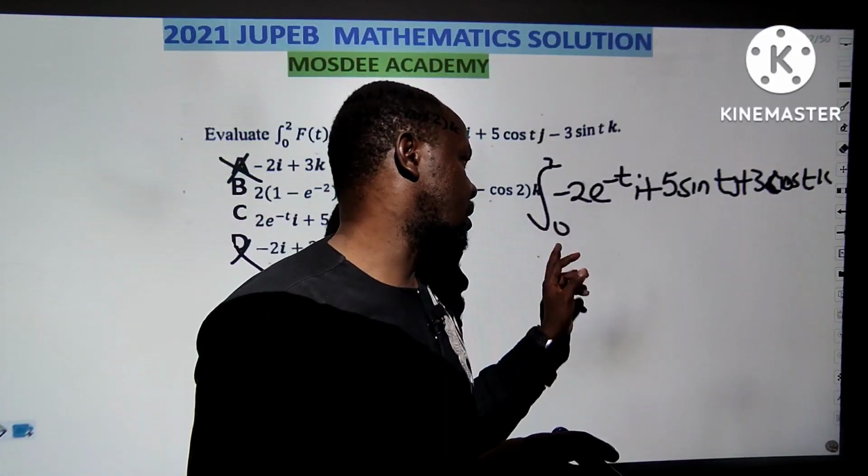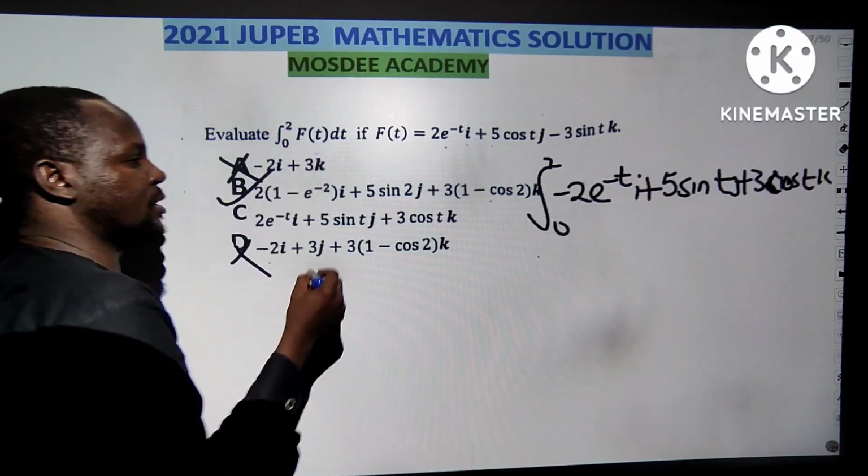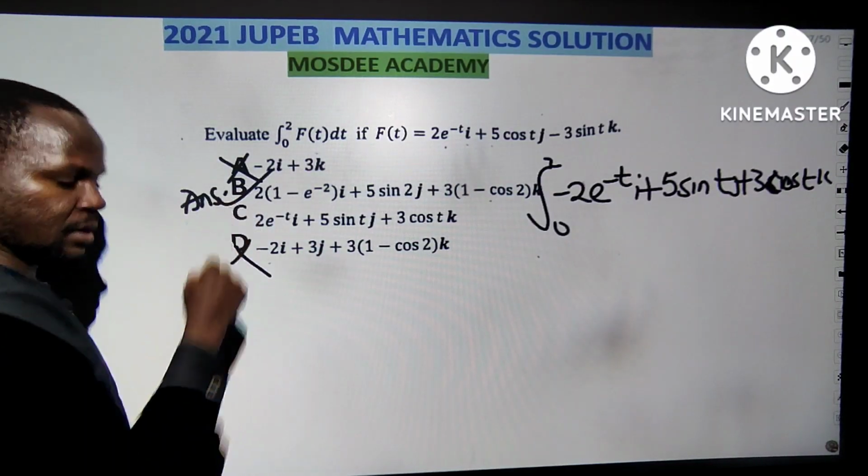Let it be known that the 0 has an effect on cos 0, because cos 0 is equal to 1. And that is why this is correct. So this is the answer to the question, my dear student. Let's move to the next one.